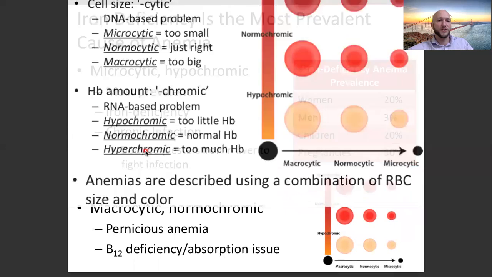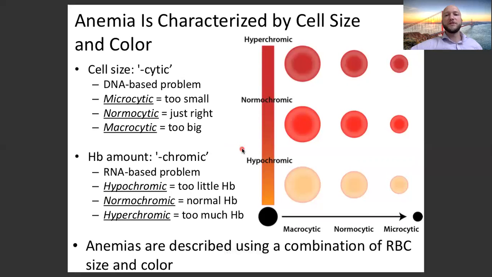Let's do a practice question. How would you describe this cell right here? If I told you that the red blood cells in your patient's sample were too large and pale in color, what two words would you use to describe that red blood cell? Well, macrocytic, too large, and pale in color, hypochromic.